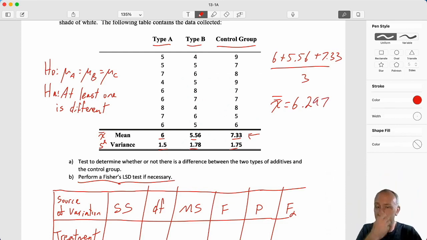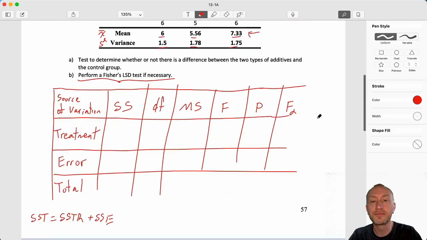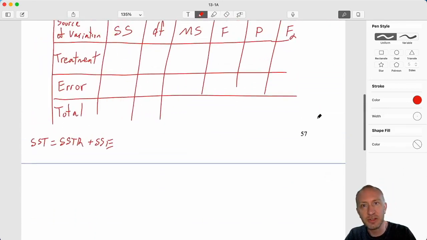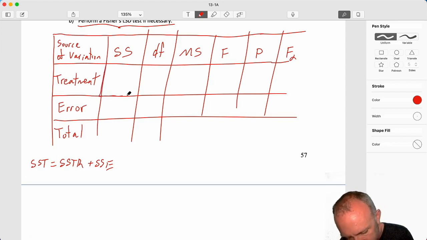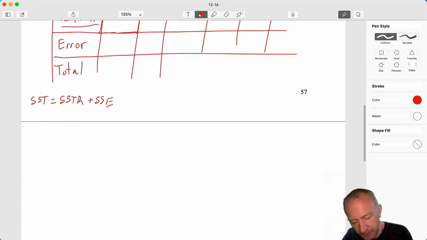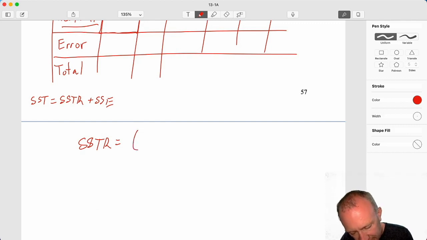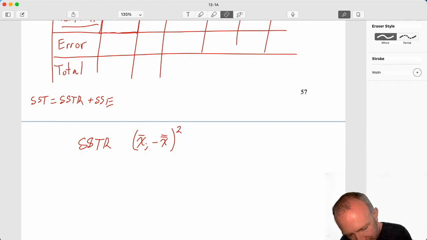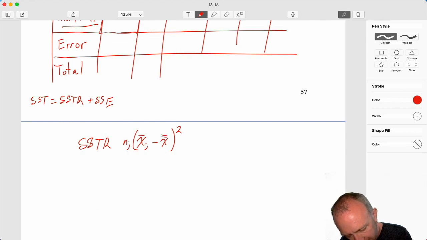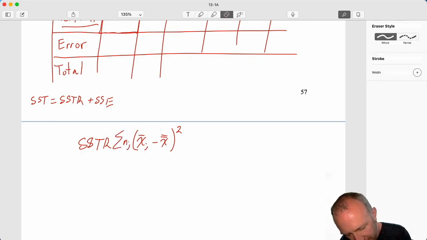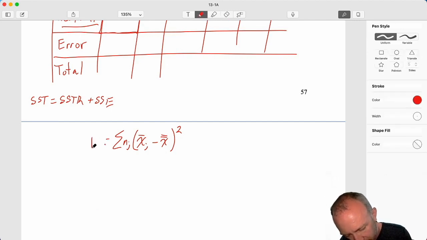Okay, now we have a few calculations to go through. The first thing I'm going to do, we always start here in this first square. This is the sum of squares due to treatment, SSTR. This is looking at the difference between the sample means and the grand mean, squared, and we weight that by our sample size and add those up across our 3 treatments.